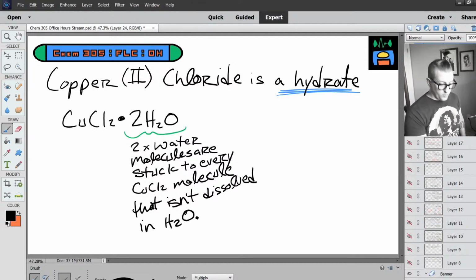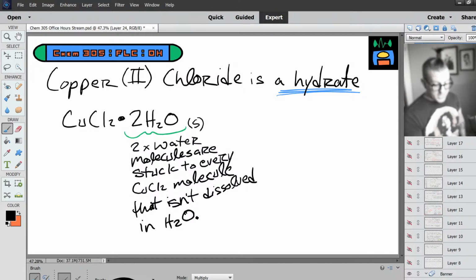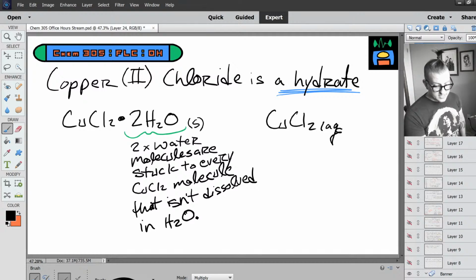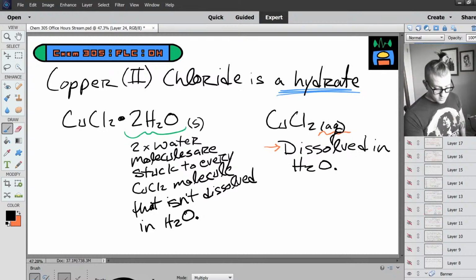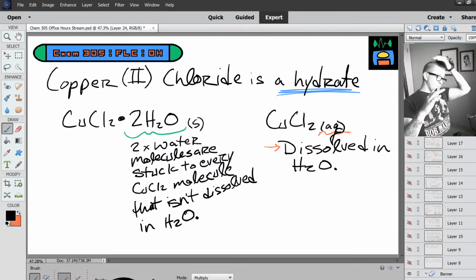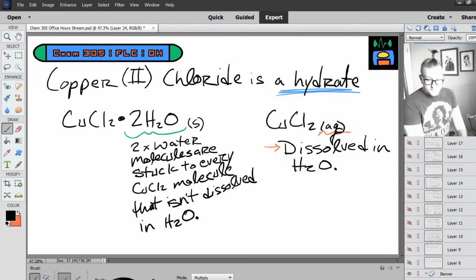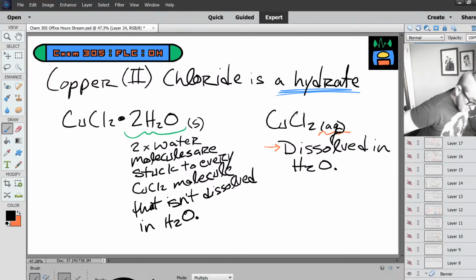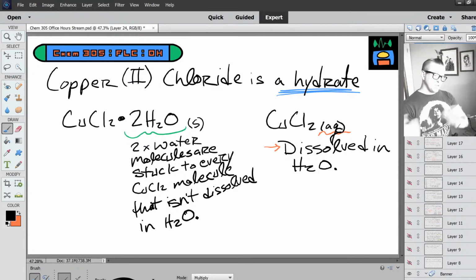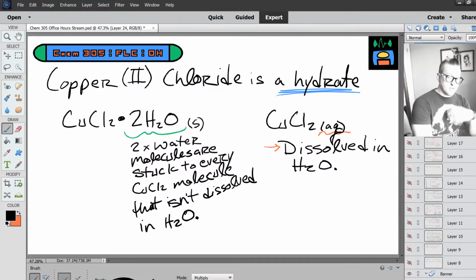All right, so this is for solid, but in the aqueous phase, we just write it as copper 2 chloride, because in the aqueous phase, this, AQ, means dissolved in water, and everything in the aqueous phase is dissolved in water. There's water all around. So when you write a chemical reaction and you're dealing with copper 2 chloride in the aqueous phase, you don't write it as a hydrate because it's dissolved.